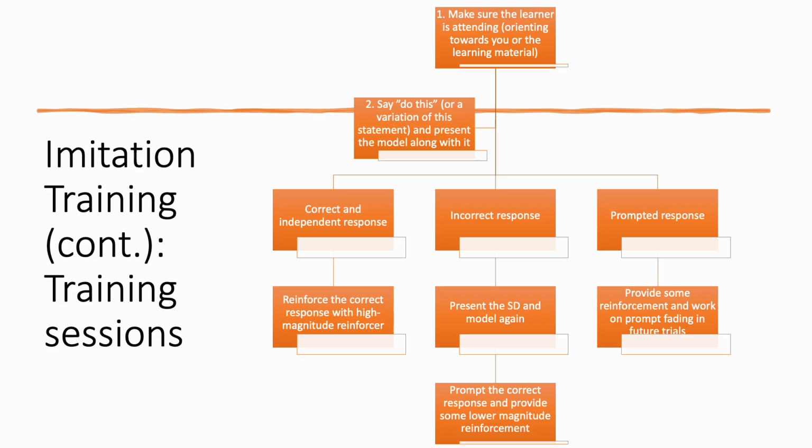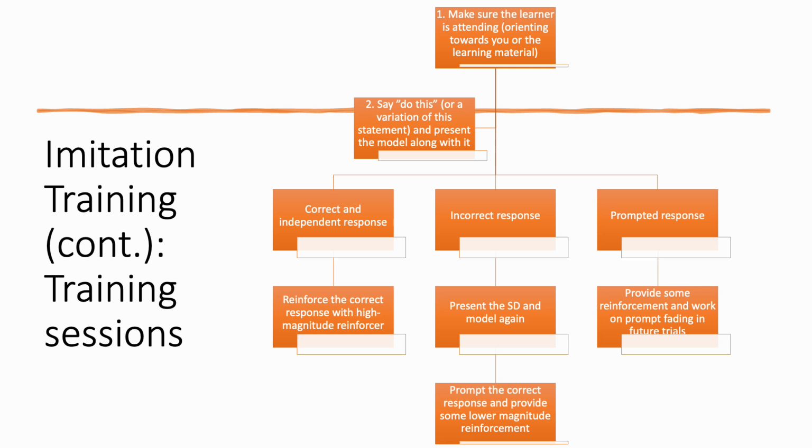Okay, so now let's look at this flow chart for how you should run an imitation training session. Obviously, this is going to look different depending on your learner. This is just a general guide. But in general, you want to follow some steps similar to this. I also want to mention that every single company that you work for is going to have different expectations for how they want you to address a prompted response versus an incorrect response. So keep that in mind. This isn't like a perfect guide. It's just a sample guide.